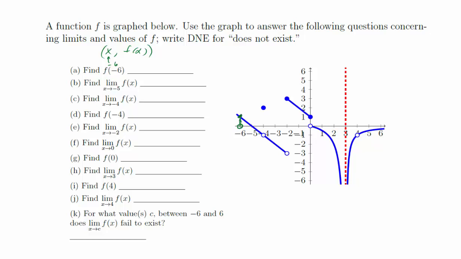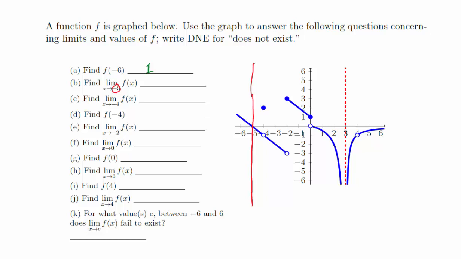So we go straight up and f of negative 6 is the y value. So the answer is the y value is 1. Next, we have the limit as x approaches negative 5 of f of x. So an x value of negative 5 is right here along this line.